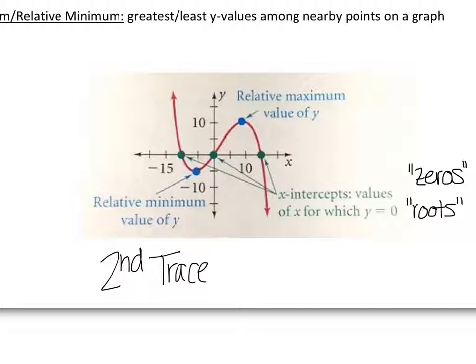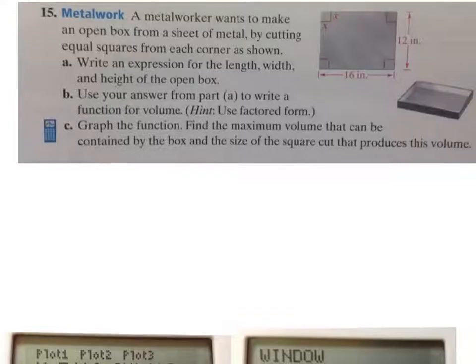Okay. So at this point, go ahead and get your block paper out, and we're going to do the very last problem, number 15, together. It says a metal worker wants to make an open box from a sheet of metal by cutting equal squares from each corner as shown. So he's starting out with a 12 by 16 flat piece of metal, and he wants to turn it into an open box like this. It looks like a cake pan to me. I think he's going to make a cake.